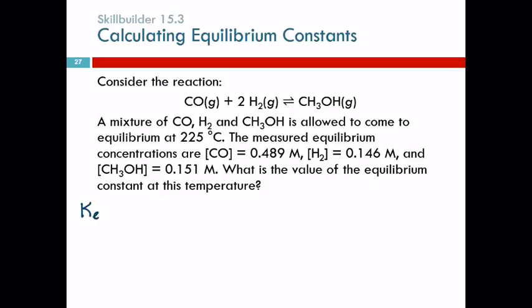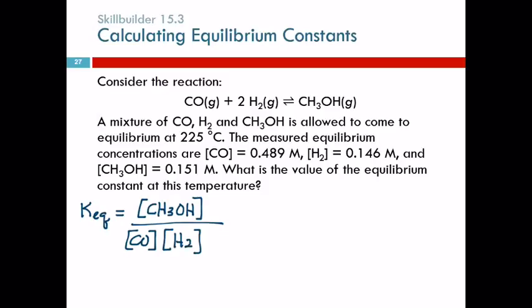So KEQ is the concentration of the product, CH3OH. There's no coefficient there, so there's no exponent, divided by the concentration of carbon monoxide, which also has no coefficient, and then hydrogen, that has a coefficient of 2, and so this becomes squared. Any questions about that?